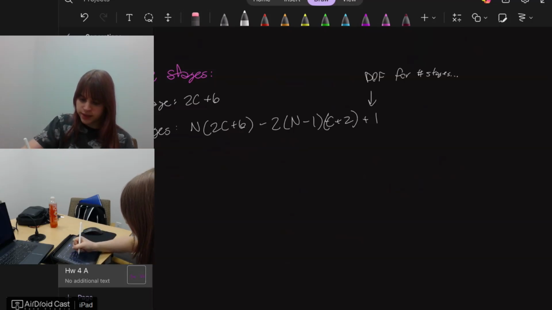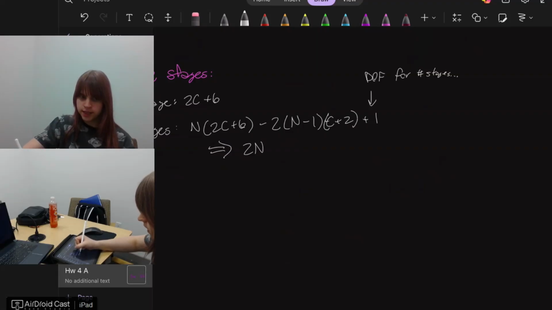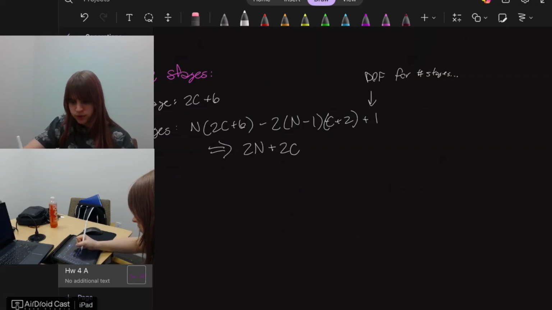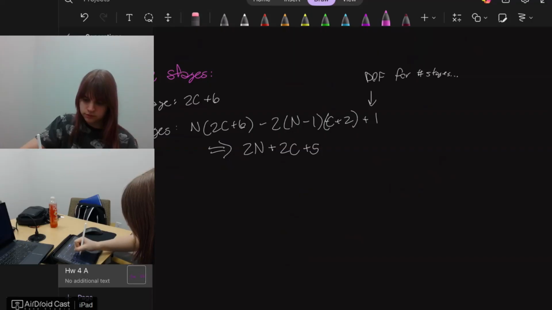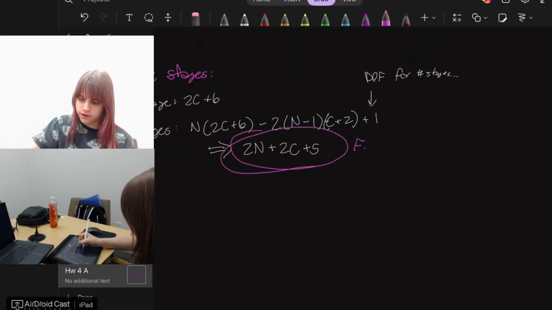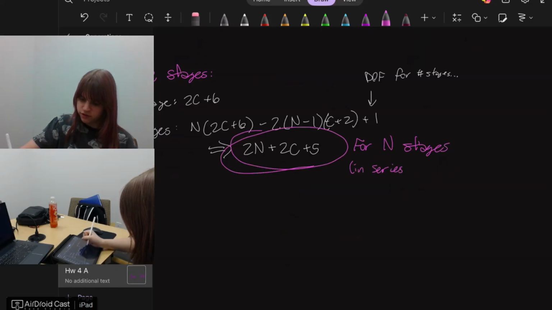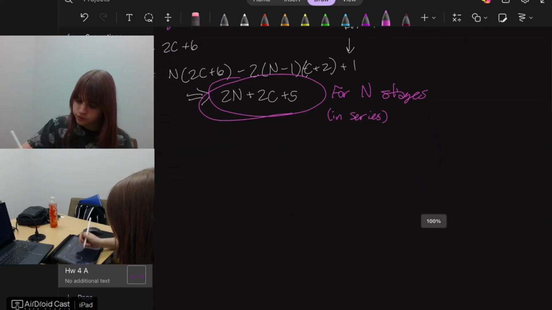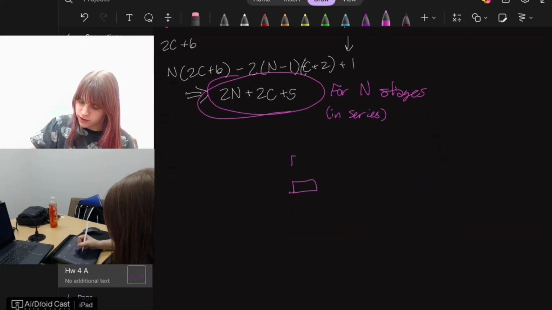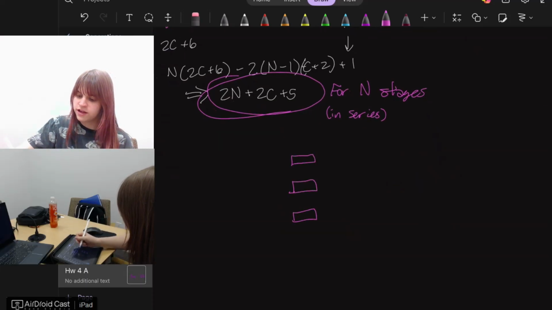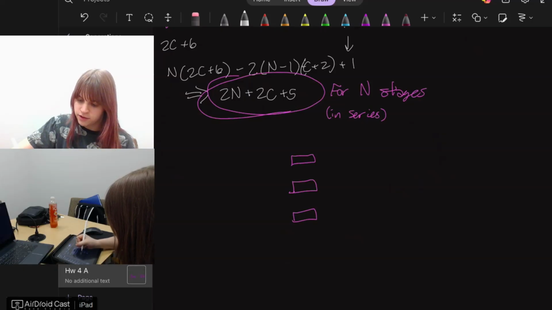And so what we get is 2n plus 2C plus 5. And that is for n stages in series. So that would look something like this, where these rectangles are stages and you have the vapor flows and liquid flows between them.